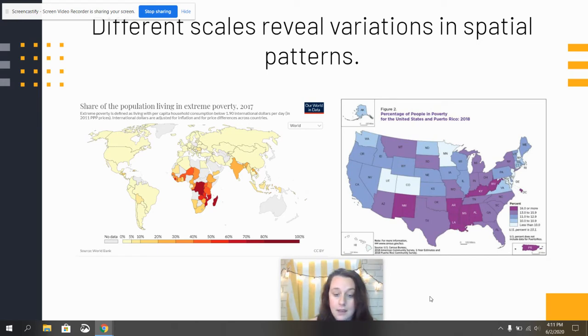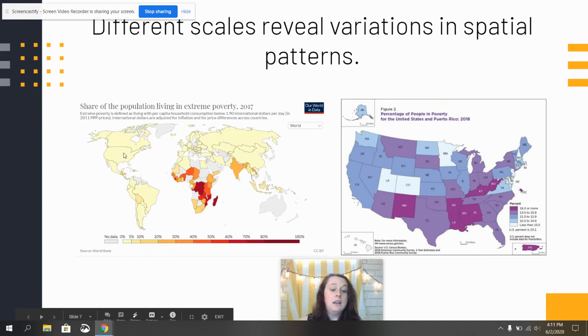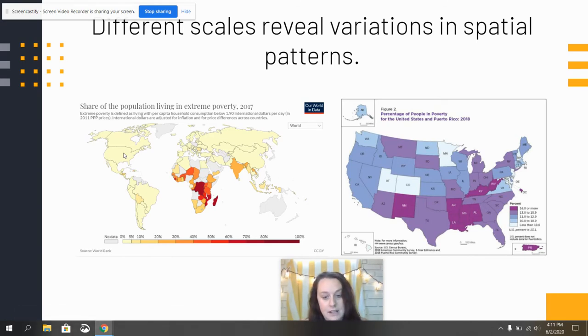Right? So, again, if I just look at this map, then I may mistakenly think, oh, there's 0% poverty in the United States. Wham, bam, I'm done, right? That's way too simple. So that's why it's important to look at different scales when you are trying to determine a spatial pattern. So let's look at another scale.